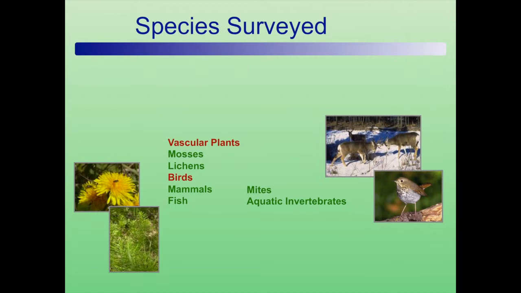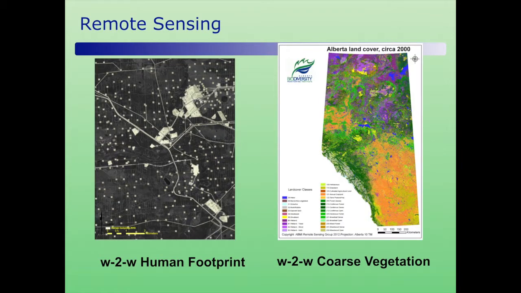The ABMI samples a variety of different critters. Today I'm only going to talk about information that we collected for vascular plants and birds, but the ABMI is actually broader than that. In addition, as part of the ABMI, we collect wall-to-wall human footprint throughout Alberta. So these are maps of human footprint throughout the province. And we use a bit of a low-tech technique. We hire grad students or undergrads because they're cheap.